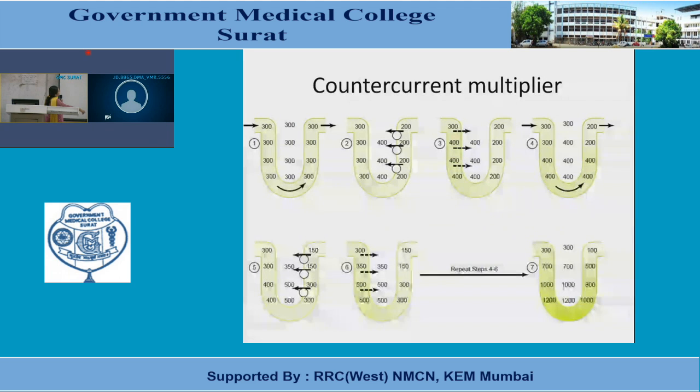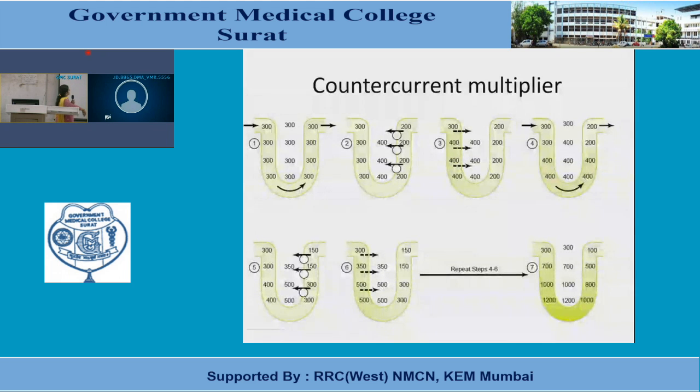So you can see that it becomes 200, and here it is 400. So this is mechanism 1, 2, 3, 4. Due to this, there will be a multiplying effect in the medullary interstitium. The osmolality changes from 300 to 400.